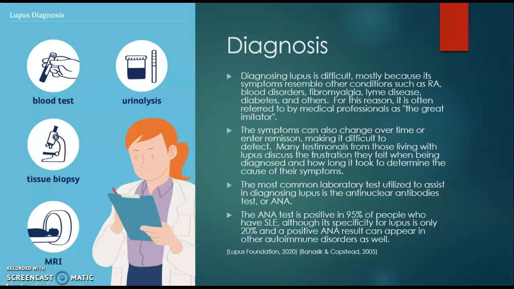The most common laboratory test utilized to assist in diagnosing lupus is the anti-nuclear antibodies test, or ANA. The ANA test is positive in 95% of people who have SLE, although its specificity for lupus is only 20%, and a positive ANA result can appear in other autoimmune disorders as well, which is another reason why it's difficult to diagnose.